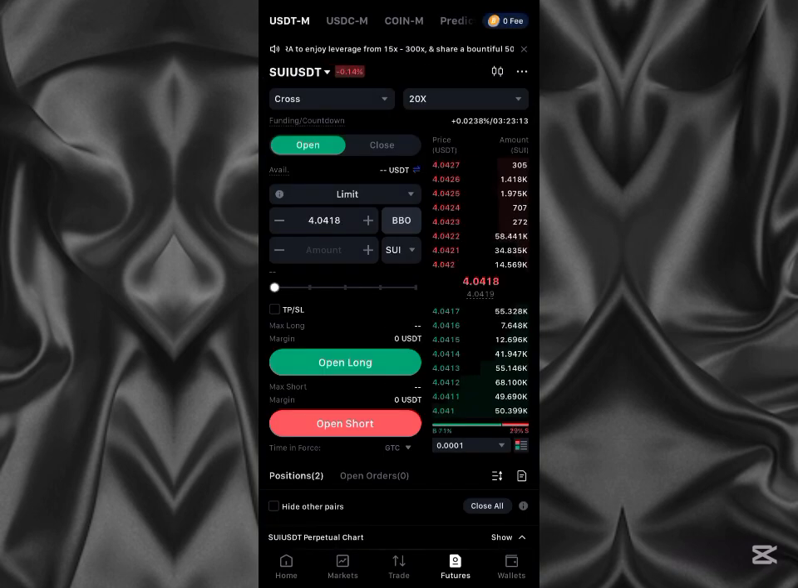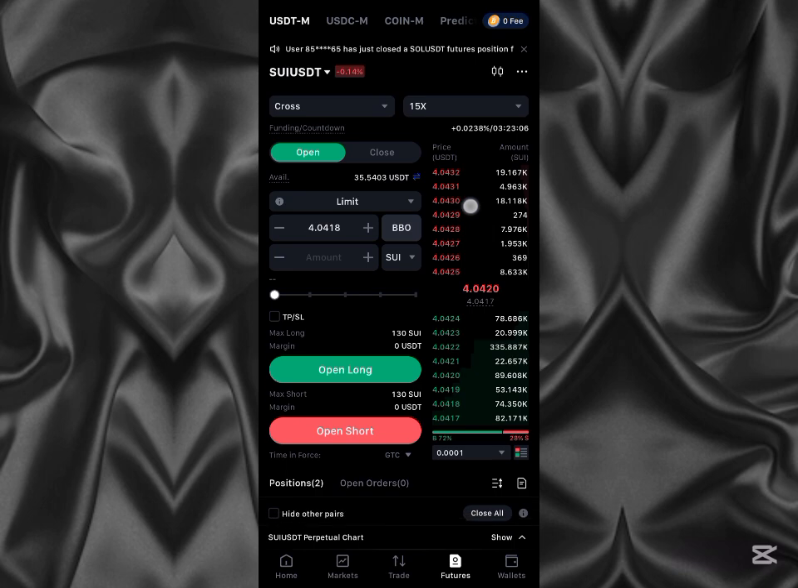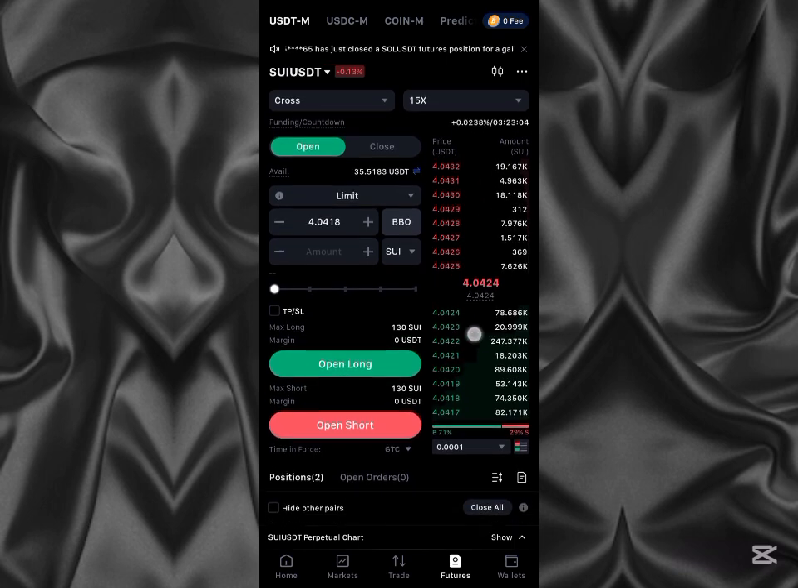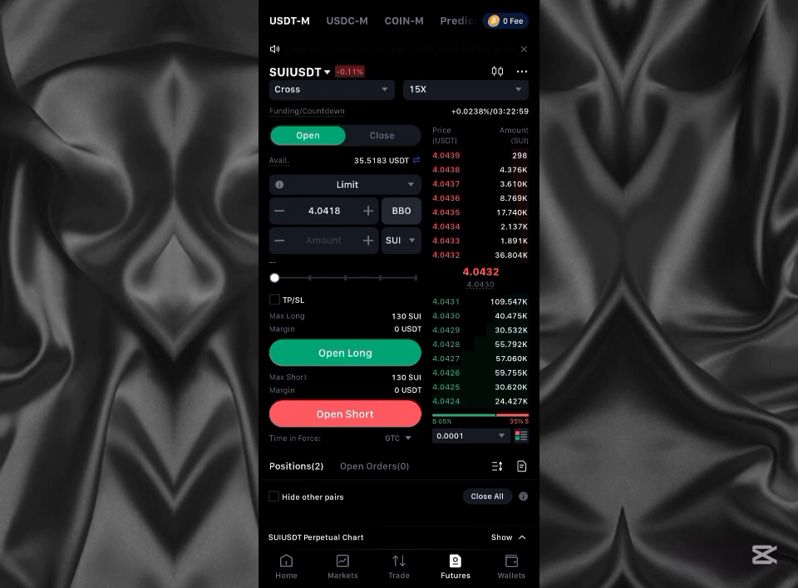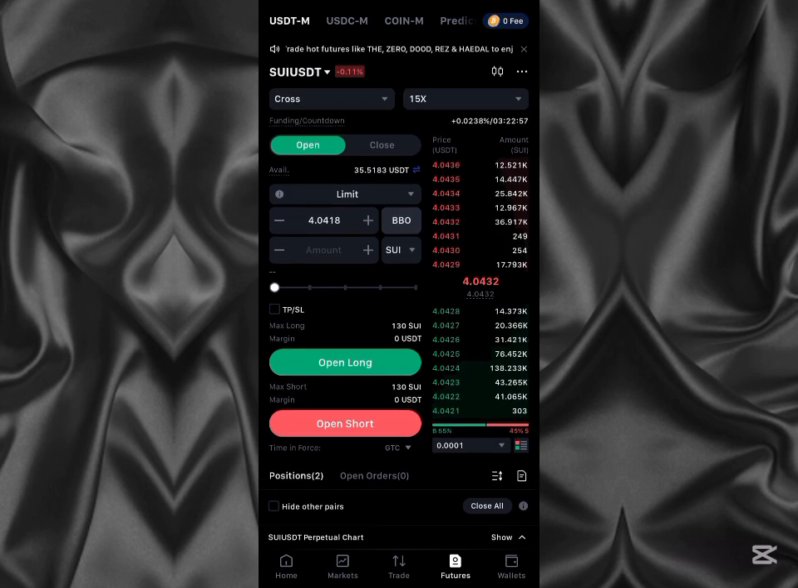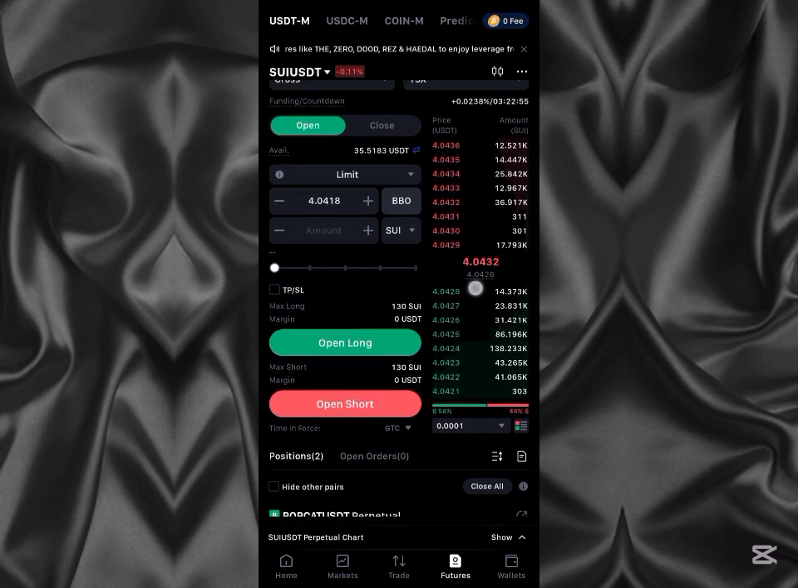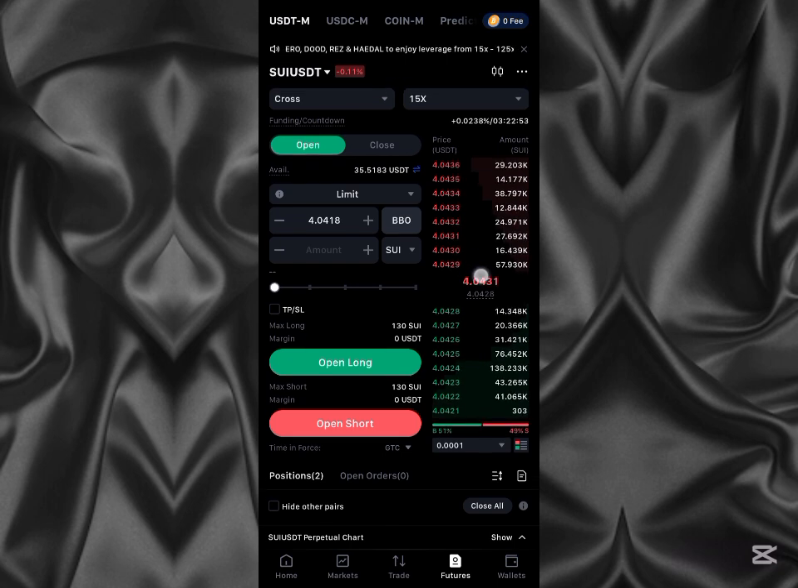You can see it has changed to SUI, and over here you're going to see the order book. Here you can see persons who are shorting or selling this coin, and here those who are buying. Then this is the price, and below here is the market price, which takes the average of the price that appears here. So now you've understood the order book.